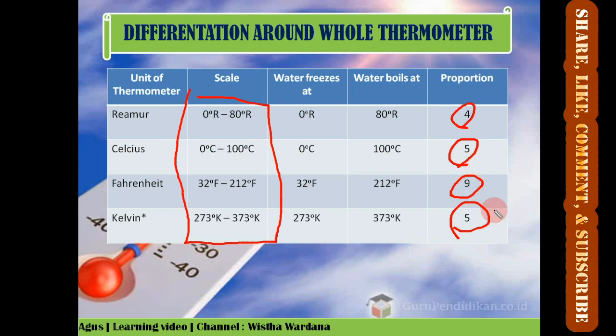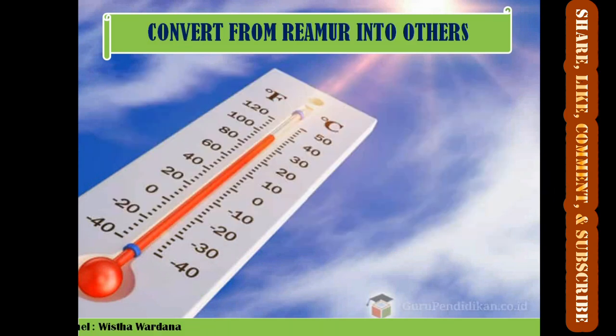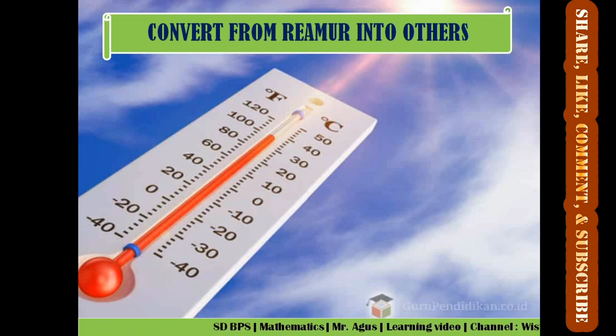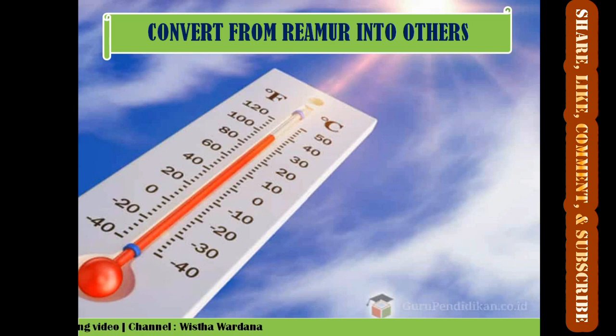And then the focus is about how to change the value in the Reaumur thermometer or the other thermometers, and convert it into another thermometer. Let's continue. So the first one is how to convert from the Reaumur thermometer into others. We want to change the value in the Reaumur thermometer into the Celsius thermometer, Kelvin thermometer, and Fahrenheit thermometer. Let's try some examples.